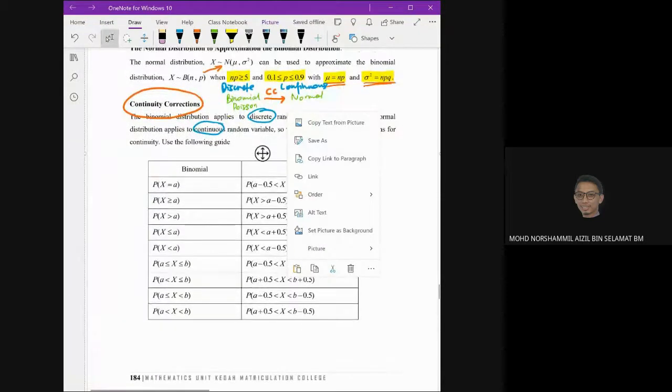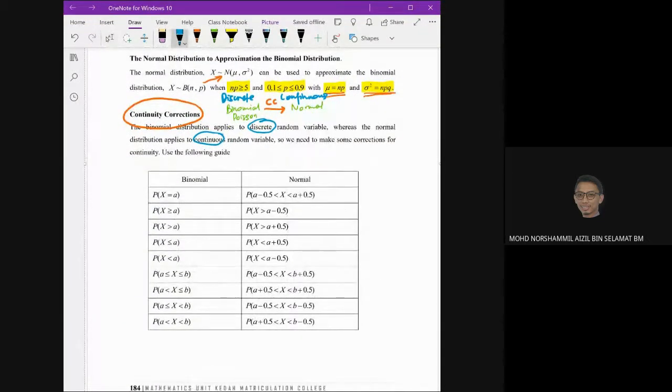Alright. So, what does it mean by CC? CC ni tak ada apa-apa tuan-tuan dan puan. Saya bagi contoh saja. Let's say we want the probability of x equals to 2. So, from binomial, we convert to normal, going through CC, continuity correction. What happened? Probability at 2, dia macam ni, ni guys. Dekat 2 tau. Maksudnya dekat bawah ni adalah 1.5, dekat depan ni adalah 2.5. Dapat tak?